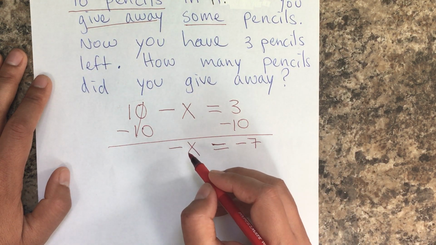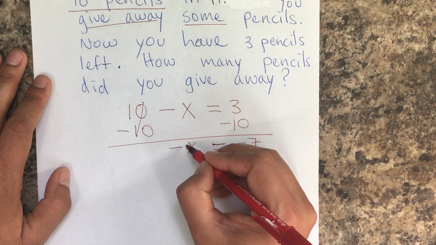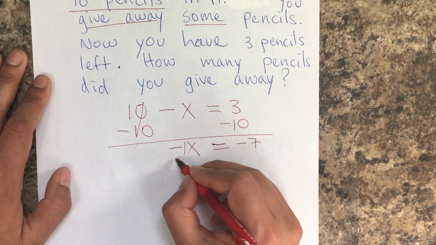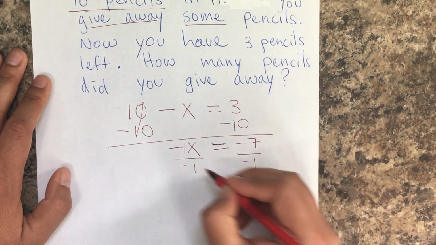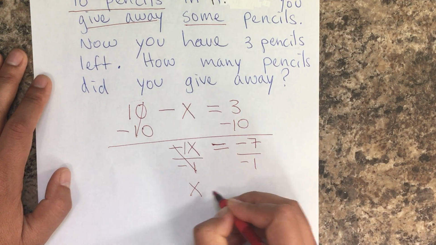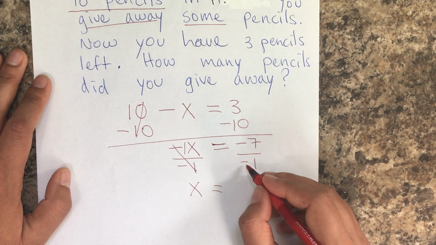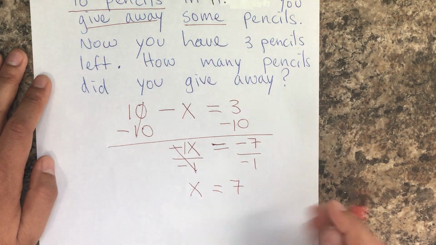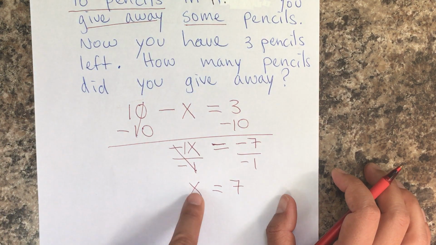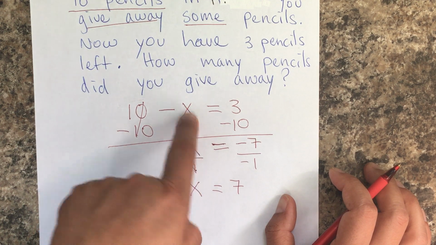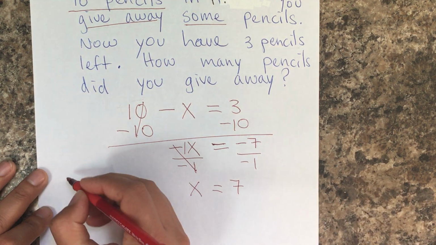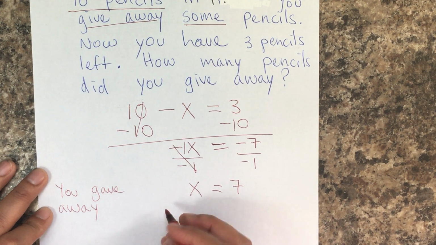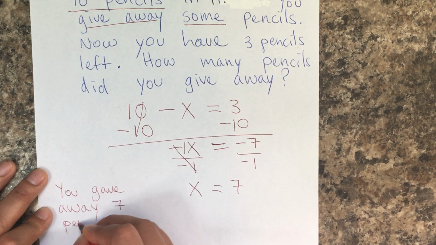We cannot leave a variable as a negative variable. This is like having a negative 1 times X. So if we're multiplying by negative 1, the opposite is to divide by negative 1. And so x is equal to negative divided by negative is positive. 7 divided by 1 is 7. And so you gave away, because this x represents the number of pencils you gave away, you gave away 7 pencils.